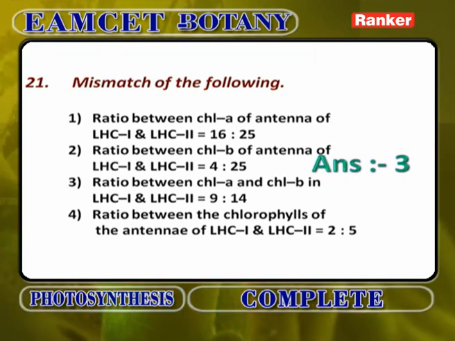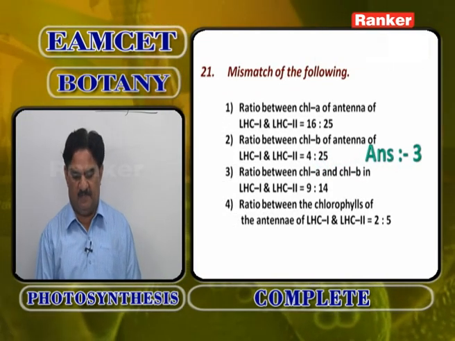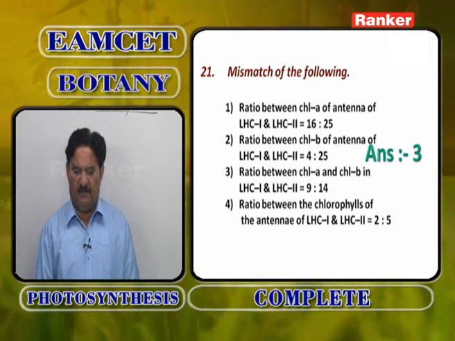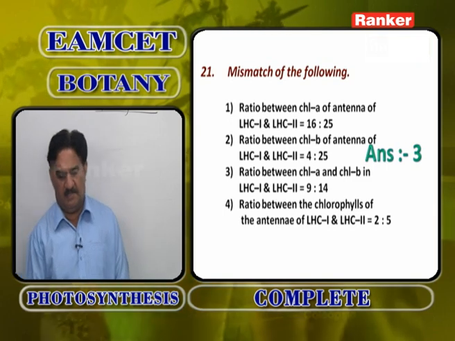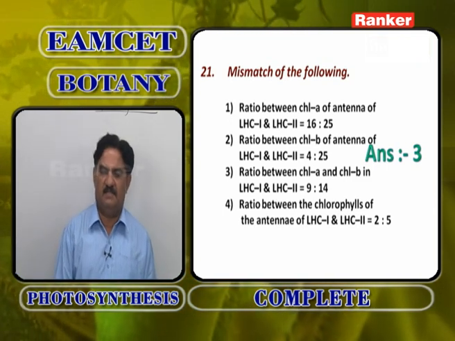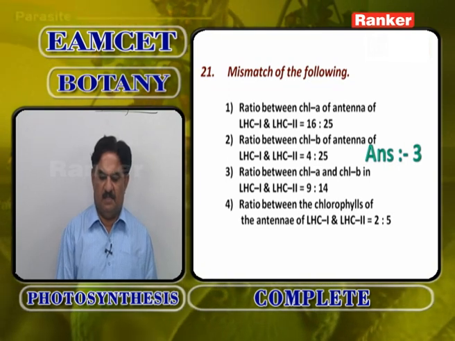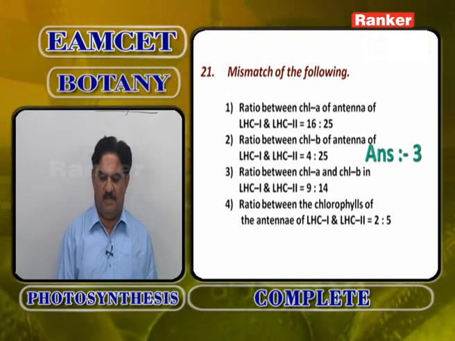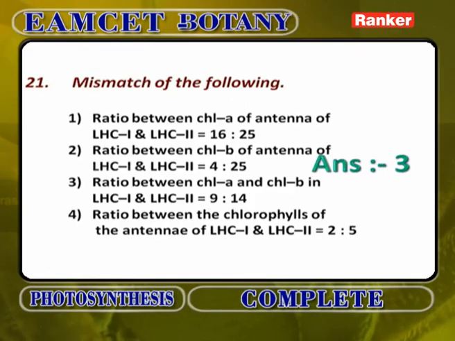Mismatch in the following. Ratio between chlorophyll A of antenna of LHC1 and LHC2 is 16:25, correct. Ratio between chlorophyll B of antenna of LHC1 and LHC2 is 4:25, correct. Ratio between chlorophyll A and chlorophyll B in the LHC1 and LHC2 is 9:14, wrong. Ratio between the chlorophylls of the antenna of LHC1 and LHC2 is 2:5, correct. So here the wrong one is the ratio between chlorophyll A and chlorophyll B in the LHC1 and LHC2 being 9:14. Mismatch, wrong.